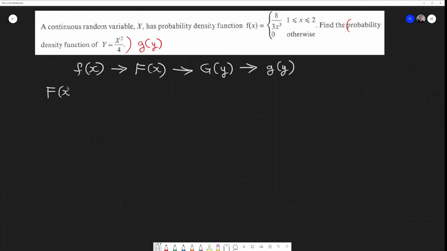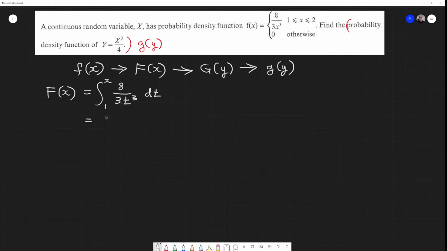So fx for 1 to 2, we're going to integrate 8 over 3x cubed. And you can do that from the lower limit to some value of x. So instead of putting x here, we're going to use a dummy variable. So we'll call it t, then dt.